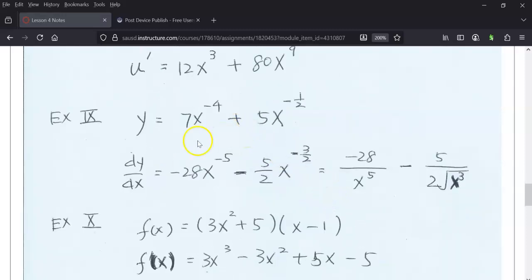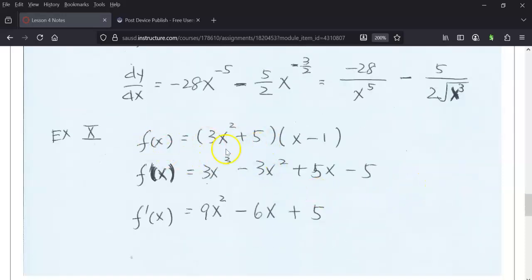Once again, we have another polynomial, but this time it's negative powers. So you take the derivative of this one. Negative 4 times 7 is negative 28. Negative 4 minus 1 is negative 5. Now negative 1/2 times 5 is negative 5 halves, and negative 1/2 minus 1 is negative 3 halves. Now let's rewrite this whole thing without using negative exponents. So here it is.